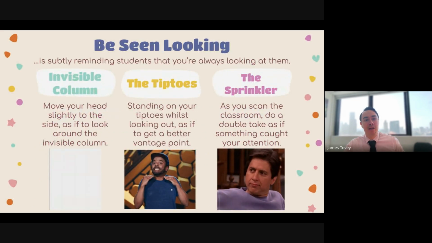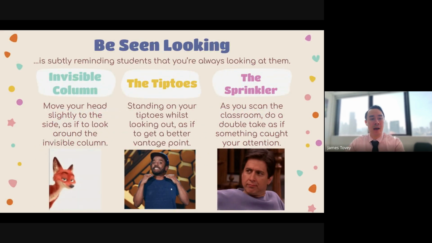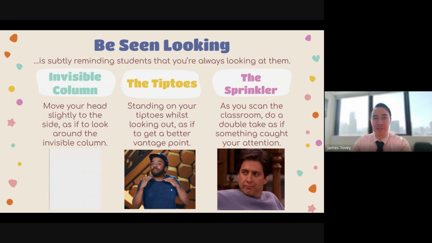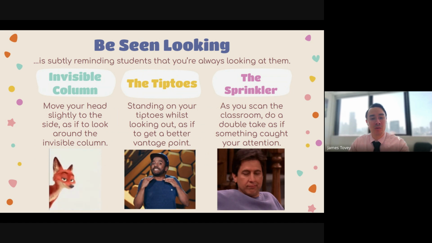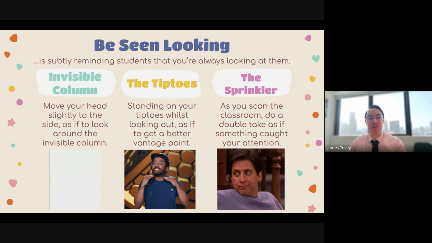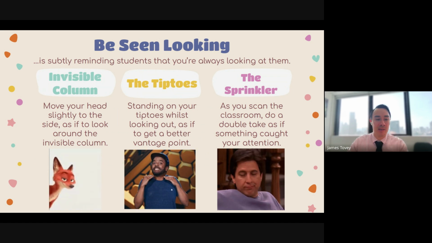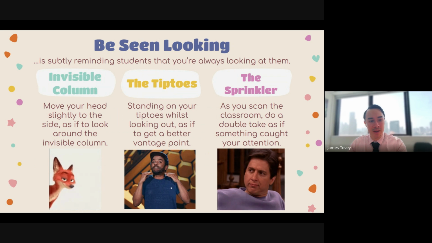Now, when you're using your radar to look around the room, looking for specific things, you don't want to be invisible doing that. You want students to see that you're looking. And be seen looking is another Teach Like a Champion technique, which is subtly reminding students that you're always looking at them, always looking to see if they're on task or if they're misbehaving and so forth. So there's a few techniques. I've got some nice GIFs that may assist with that.